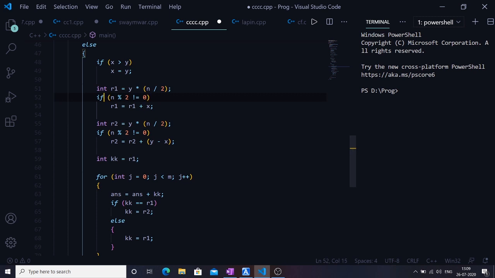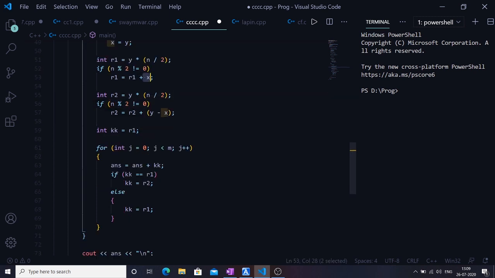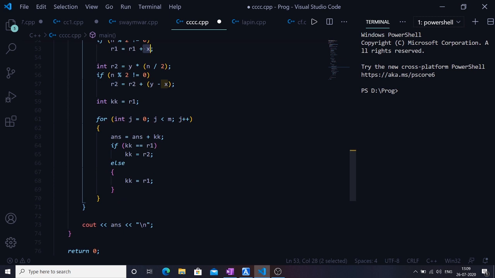If it is even, no problem. If it is odd, we're gonna add x more candies. Okay, no problem. What we're gonna do is initialize r2, the row number 2. So y into n by 2, this again becomes the same. The y is total candies in two blocks, and n by 2 is the number of pairs of blocks.